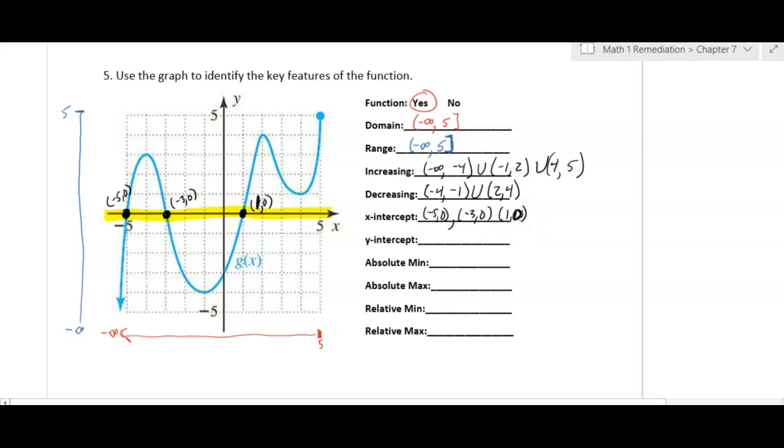Now the y-intercept. For the y-intercept, go to the intersection of the y-axis and the graph, which is here, and that's at (0, -3).